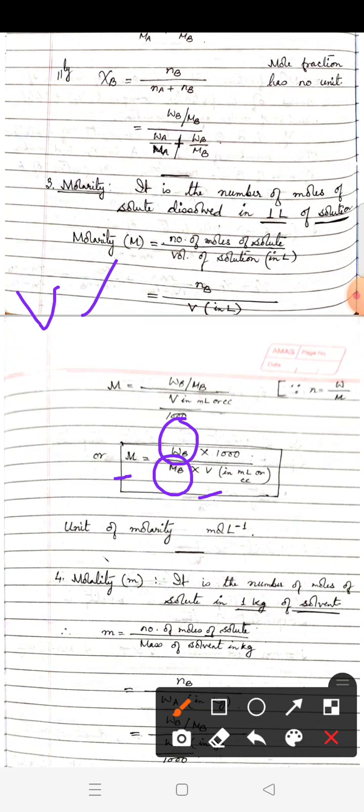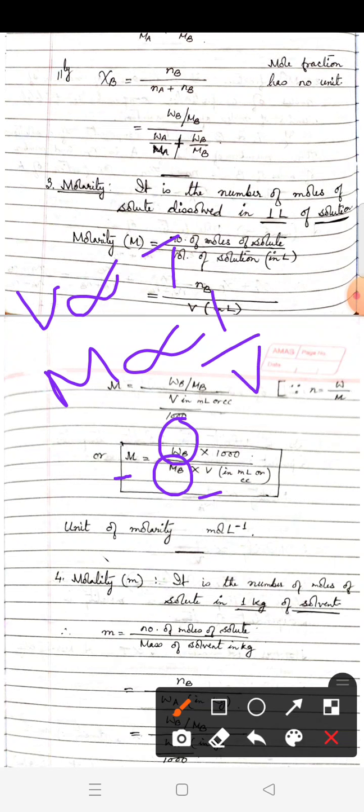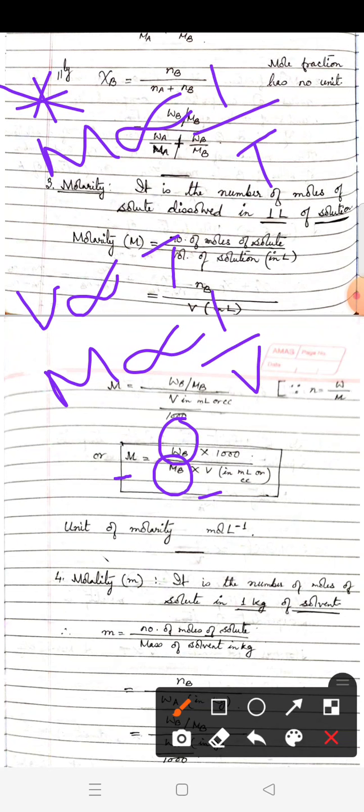We know that volume is directly proportional to temperature and molarity is inversely proportional to volume. So what will be the relationship between molarity and temperature? We replace volume by T, so molarity becomes inversely proportional to temperature. Very, very important.